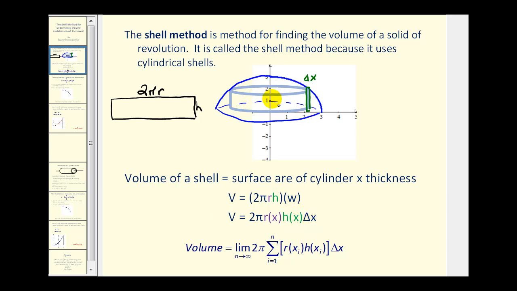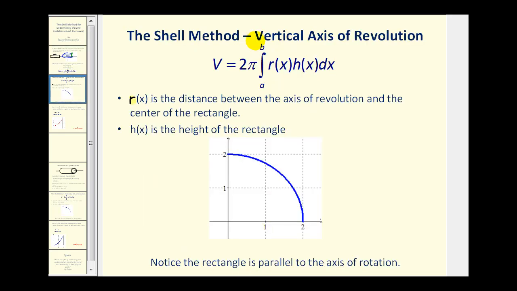So the volume of the solid would be equal to the sum of the volumes of the shells as the number of shells approaches infinity. So to formalize this, using the shell method with a vertical axis of rotation, the volume will be equal to this definite integral, where r of x is the radius, h of x would be the height, and the limits of integration a and b are the interval on the x-axis.